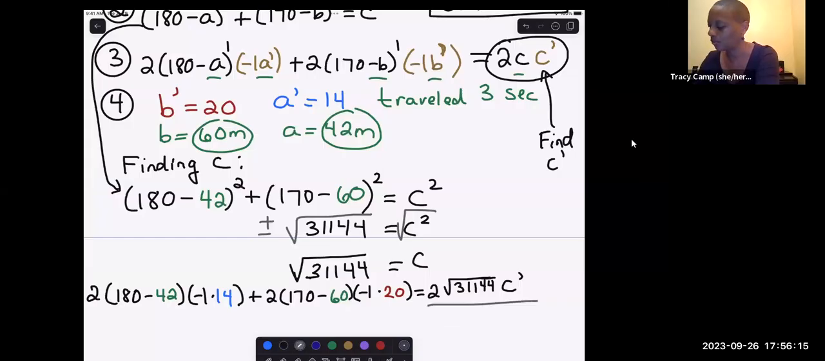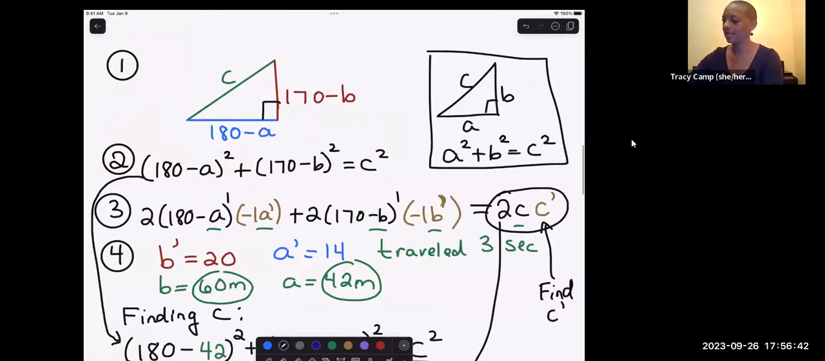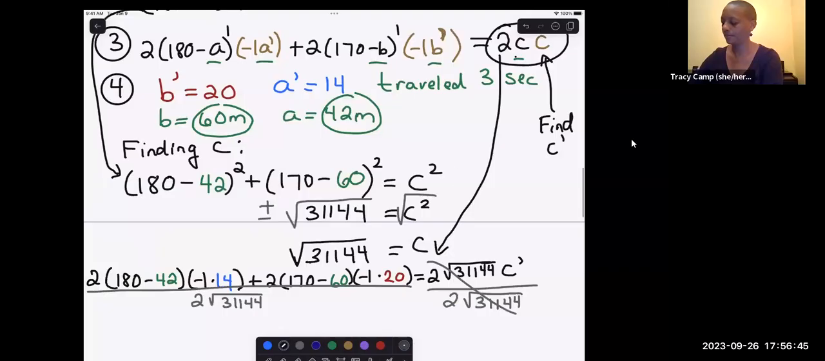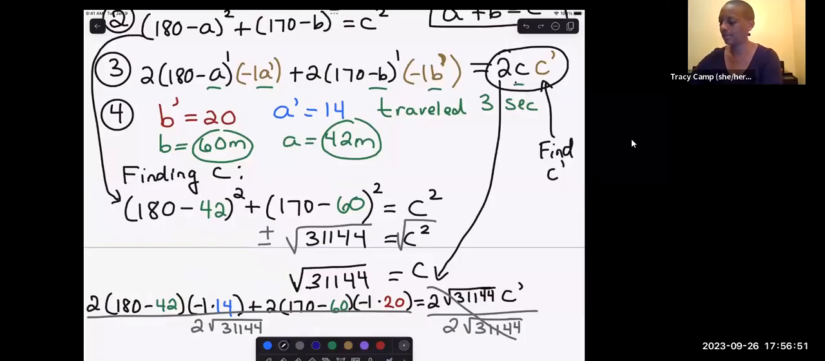Divide both sides by 2 root 31,144. And I'm just gonna use a calculator. So all this cancels, and once again, let me just say, because I wrote this out while I was paused with recording, I replaced the C here with the square root of 31,144. So that's how I got the right side of that equation.